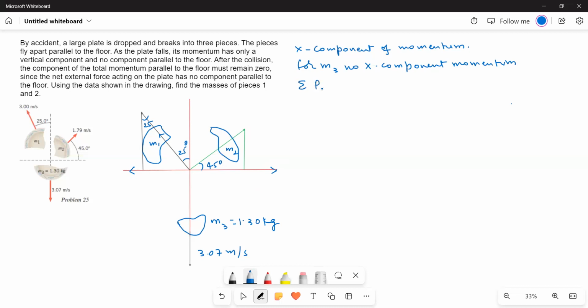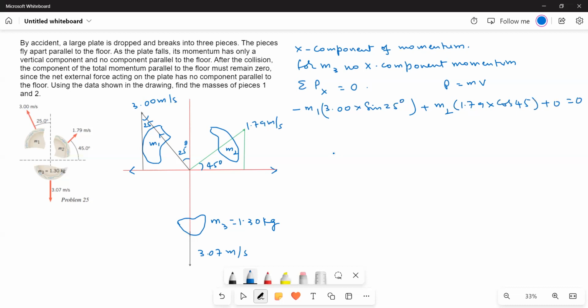Now sigma px is equal to 0. So write m1, p is equal to mv, you should remember. So M1, what is the velocity here? 3 meters per second. M1 times 3, here this is the opposite side, so sine 25. The entire thing is minus. Plus, this one is plus, so M2 times, this is the adjacent side, so cos 45, this is 1.79 meters per second, times cos 45, plus 0 is equal to 0. Now we will equate these two to find out the relation.